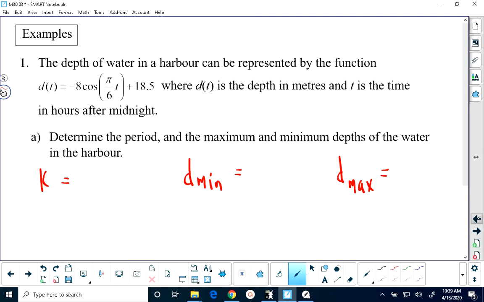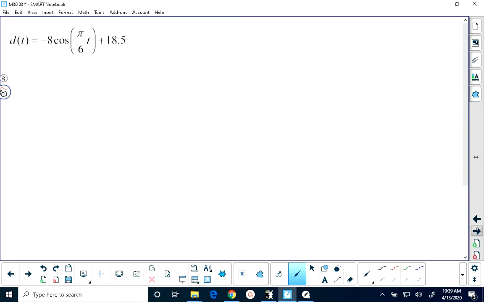So how are we going to find the period? We've learned that the period of the function is 2 pi divided by b. And when we look up here, we can see that b is the coefficient of our horizontal variable. It's pi over 6. So we can put pi over 6 in for b.